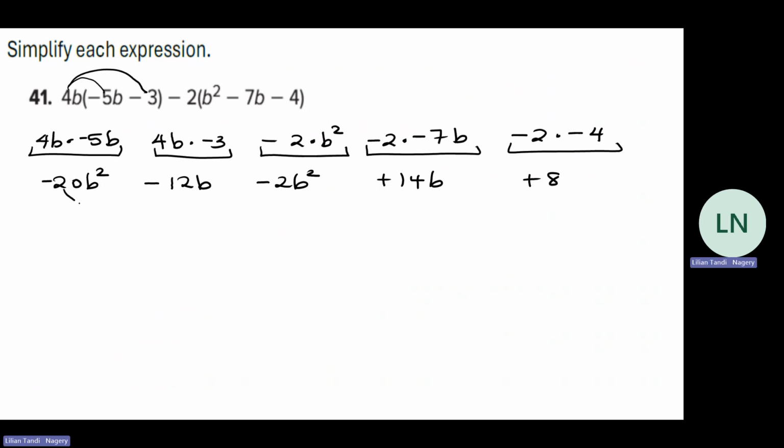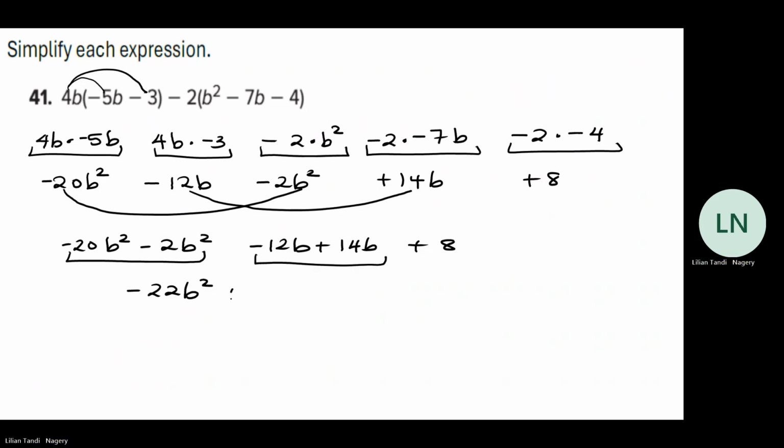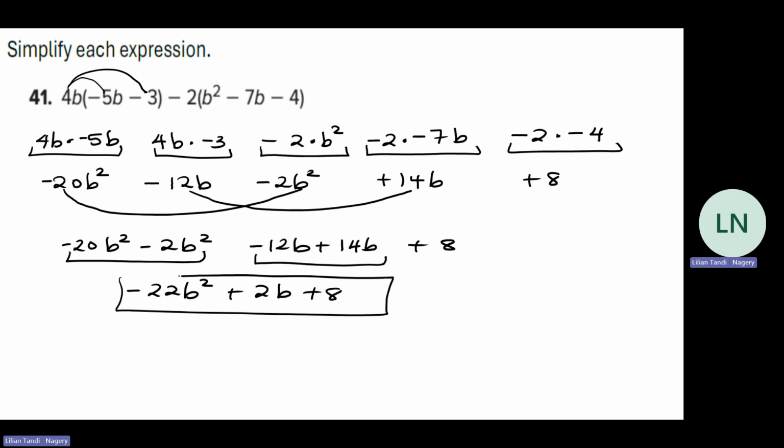Put your friends together. These go together. These go together. Negative 20b squared minus 2b squared. Negative 12b plus 14b plus 8. This becomes negative 22b squared. This becomes positive 2b plus 8. And you box your answer.